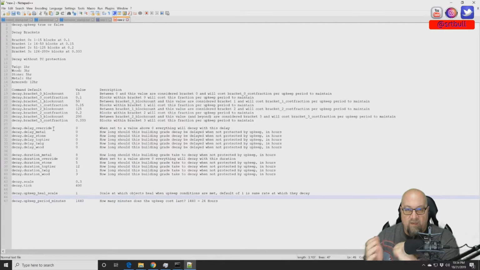Okay, so the next section of decay upkeep is a little bit more complicated than just a single command, whether it's on or off. We can actually individually control which materials decay at which scale. I know this is going to get complicated, so try and bear with me here and I'll get through everything. And of course, if you guys have any questions, don't hesitate to leave questions in the comment section down below and I'll do my best to answer them for you.